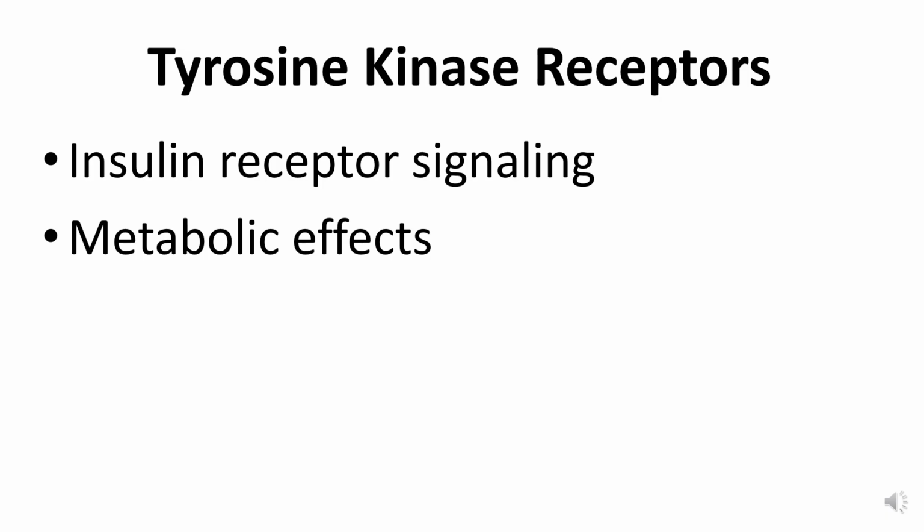Tyrosine kinase receptors are also involved in cancer biology. Abnormal activation can cause uncontrolled cell growth. Because of this, many cancer drugs target tyrosine kinase pathways. These receptors are major therapeutic targets in modern medicine. So, insulin receptor signaling is more than just glucose control. It is a central system for metabolism, growth, and cellular communication.